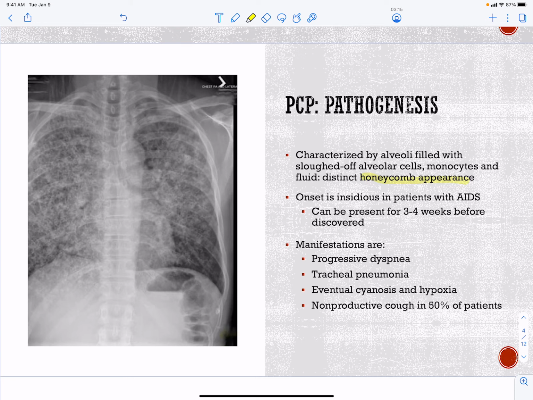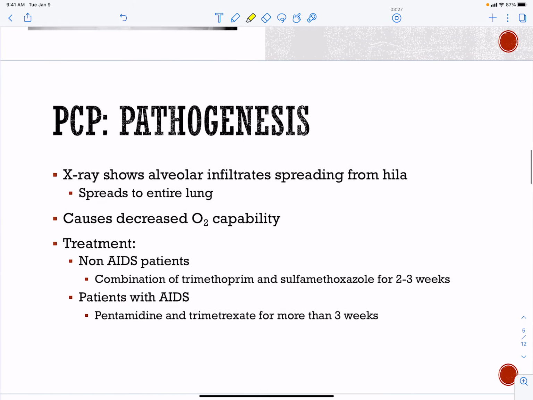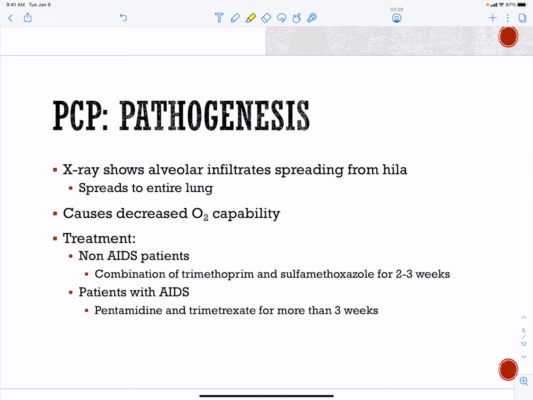Your manifestations are going to be tachypnea, cyanosis, hypoxia, and a non-productive, very dry cough in many of the patients. The x-ray is going to show that infiltrate, obviously it's a lung infection, and you have decreased oxygen. For treatment, you're going to combine a series of antifungal agents for about 2 to 3 weeks for non-AIDS patients, while patients with AIDS can have a much longer treatment regimen.